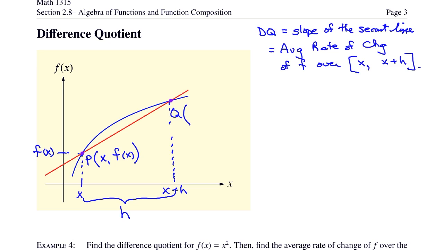You start at x, you go over h, you get to x plus h. Because h is how far you're going over to the right. So the points, or the coordinates rather, for q are x plus h, and then the function value at that point, f of x plus h.